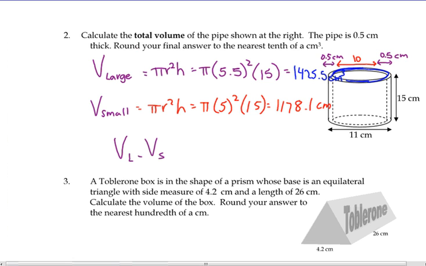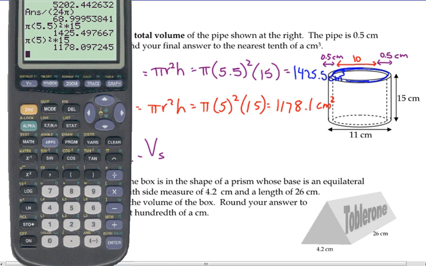Okay, now I wrote down a rounded answer, but are we going to use the rounded answer when we're actually subtracting? No. We use our exacts. So using our exacts, 1425.497667 minus, I don't want to type this guy in, so I can go second, negative. Okay, to the nearest tenth, 247 point.